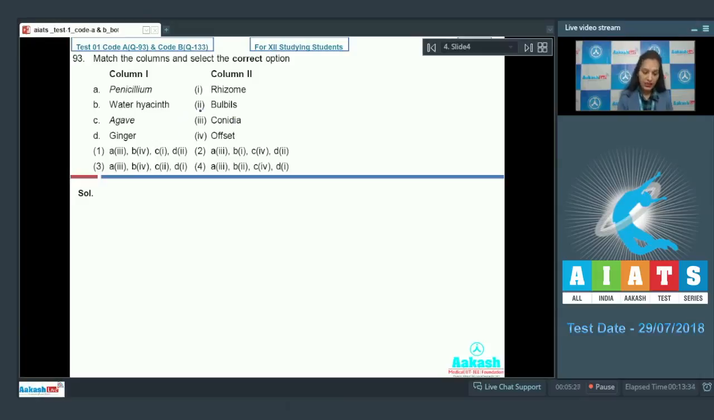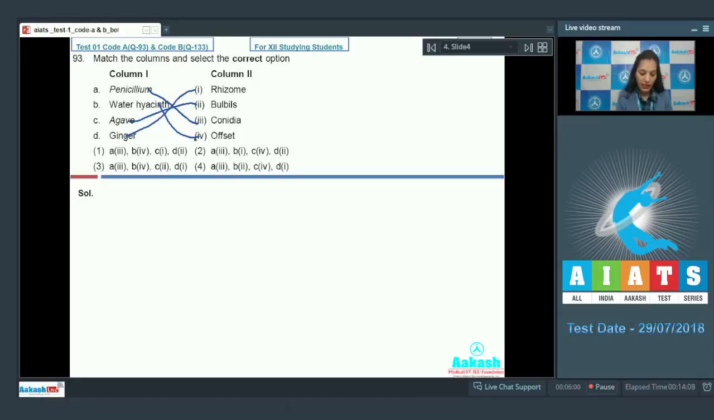Penicillium, it's a fungus. It produces conidia when it reproduces asexually. So penicillium produces conidia. Water hyacinth, the scientific name of water hyacinth is Eichhornia. Eichhornia reproduces vegetatively with the help of offset. So it is 4. Agave, again it's a plant which is commonly known as century plant. It reproduces with the help of bulbils. It's a vegetative propagule. And ginger again vegetatively reproduces with the help of rhizome.